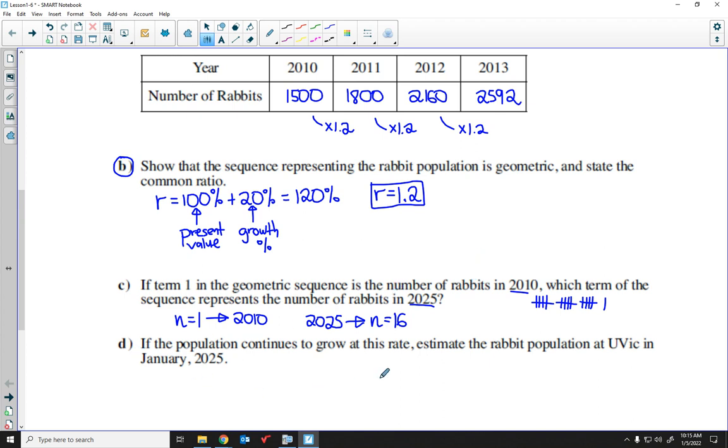If the population continues to grow at this rate, estimate the rabbit population at the University of Victoria in January of 2025. We just clarified that in 2025, you're dealing with n is equal to 16. What we want to calculate is the value of term 16. So T16 would be a question mark. We know that the starting population of rabbits in the year 2010 is 1,500, and we know the common ratio is 1.2.